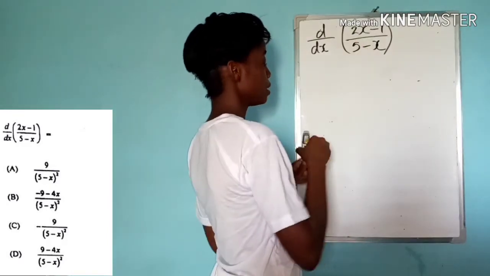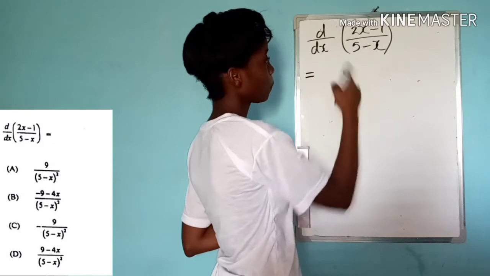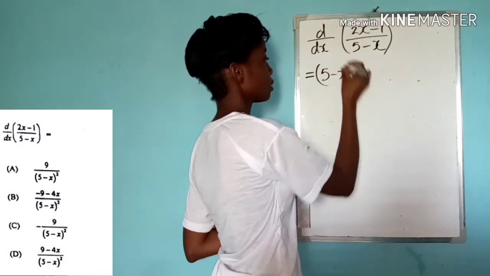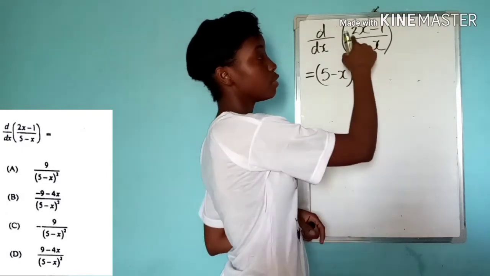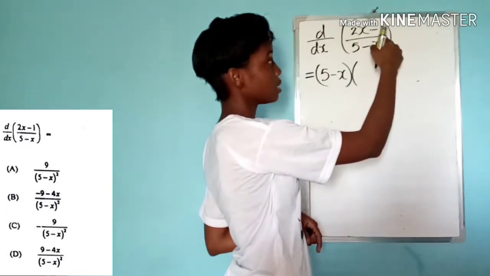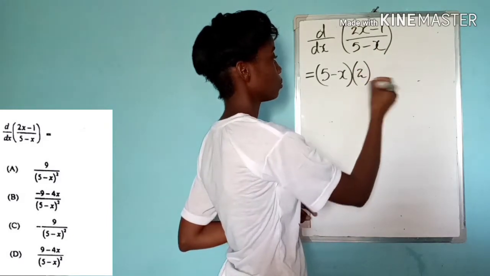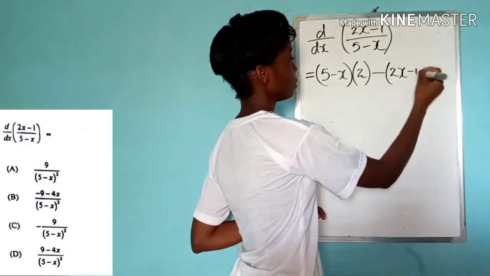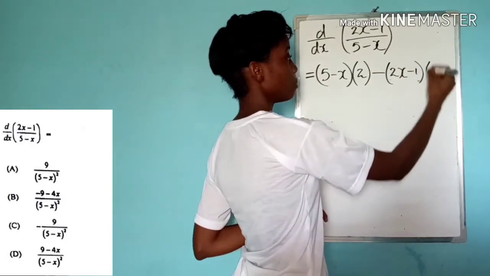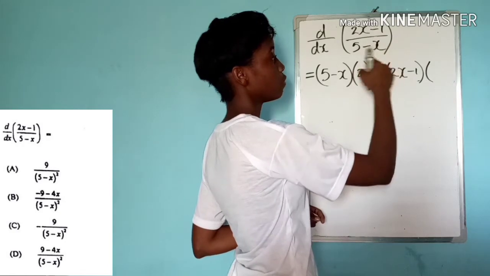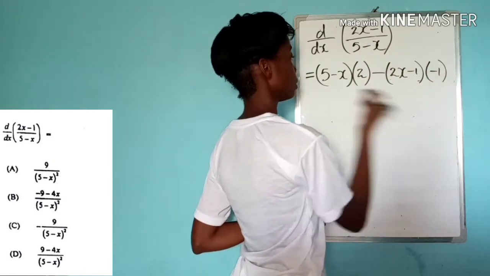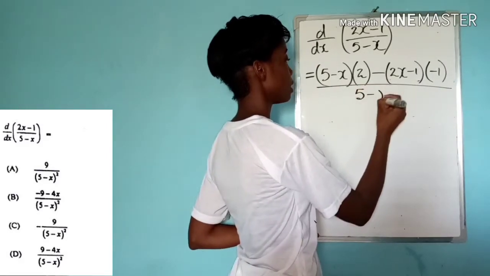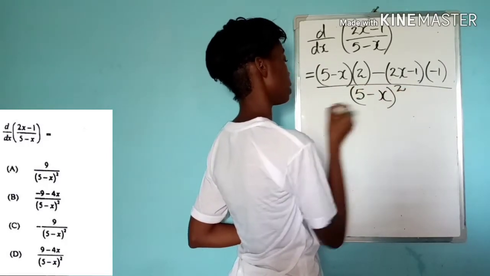If we are differentiating this, then it is going to be our denominator, 5 minus x, times the derivative of our numerator. As you can see, that is going to be 2, minus our numerator times the derivative of our denominator. This is 0. Derivative of negative x is going to be negative 1. Here we go. And that is supposed to be divided by 5 minus x, or denominator, all squared.